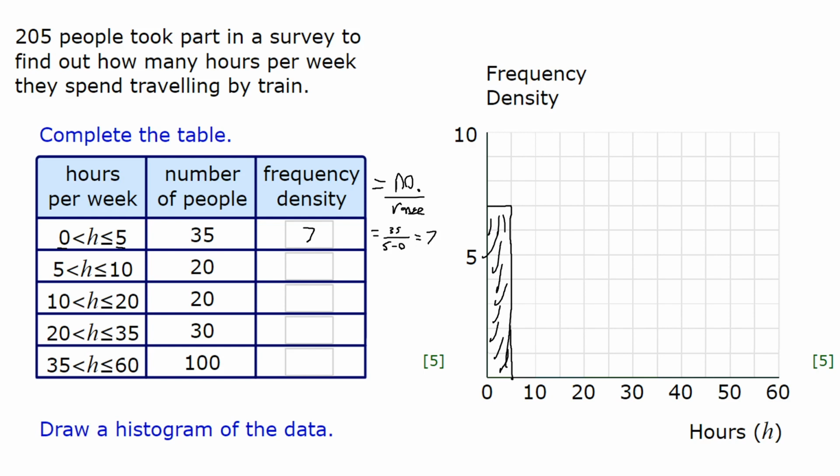The next bar will be 20 divided by 10 minus 5, which is simply going to be equal to 4. So the frequency density here is 4. If the frequency density is 4 and the range is 5, this is what our histogram is going to look like.